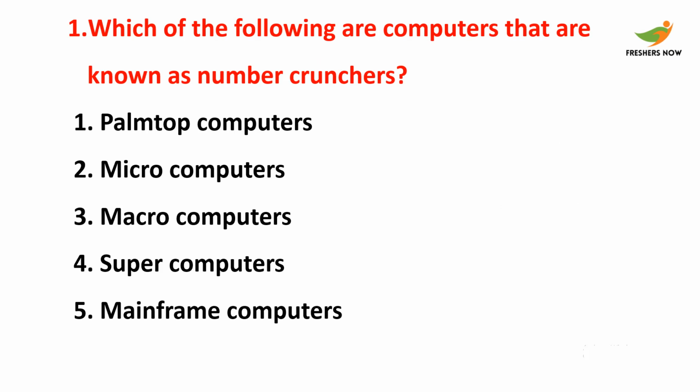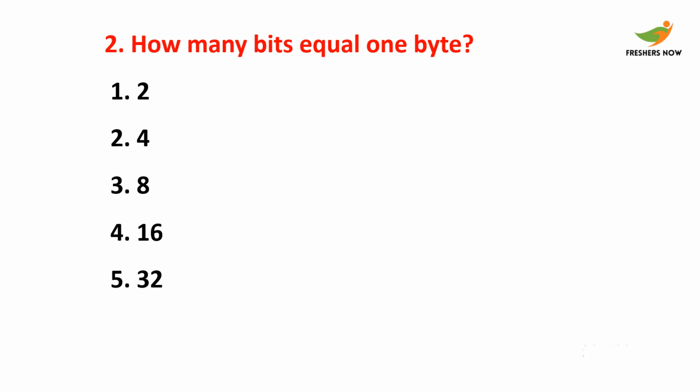Which of the following are computers that are known as number crunchers? And the answer is option 4, supercomputers. Second question, how many bits equal 1 byte? And the answer is option 3, 8.